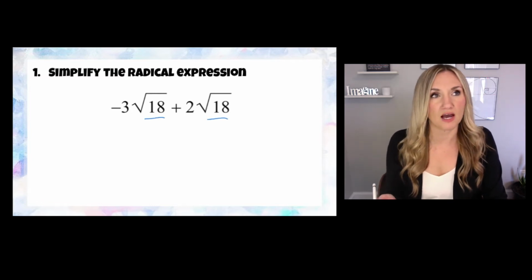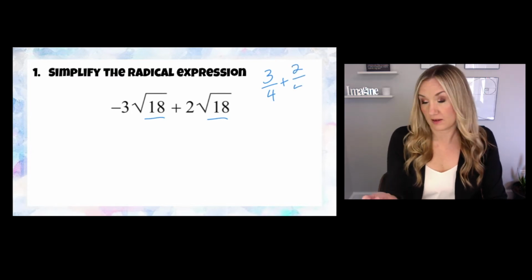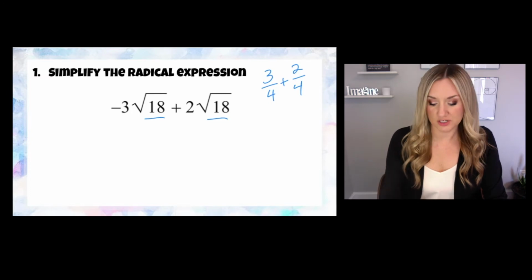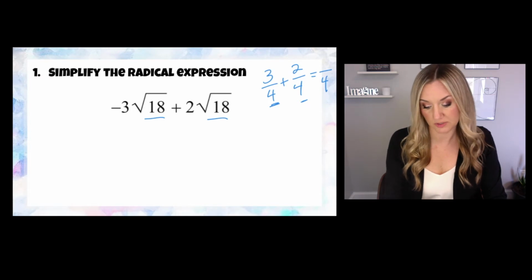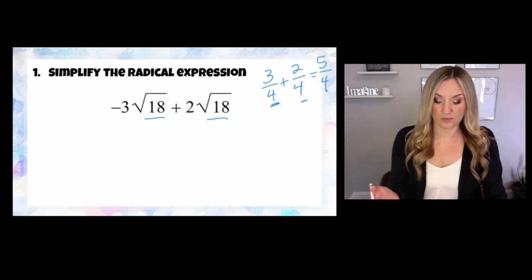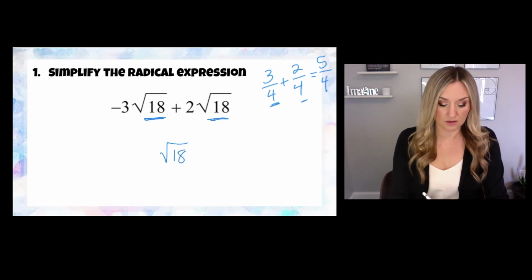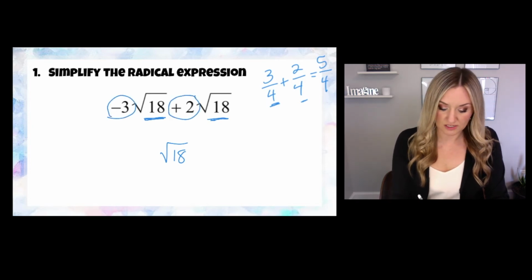I like to think about it as, take for instance fractions. Let's say you have 3 over 4 plus 2 over 4. We know that when we're adding fractions, if we have the same denominator, the denominator stays the same and we add the numerators. 3 plus 2 is 5. That's the same kind of idea with radicals. They both are the square root of 18, so that square root of 18 stays the same, and then we can simply add the numbers in front. So we have negative 3 plus 2, which is going to give us a negative 1.